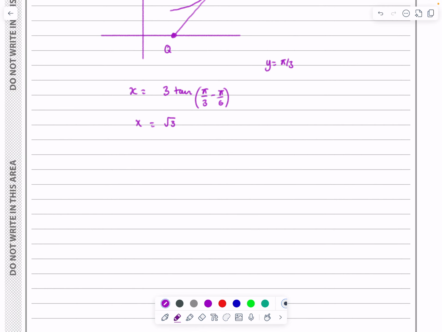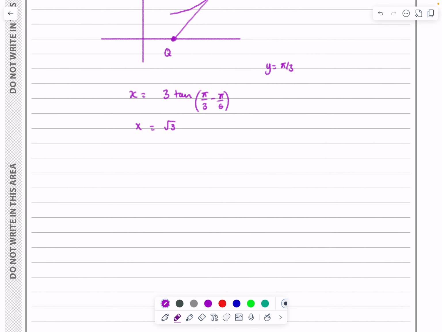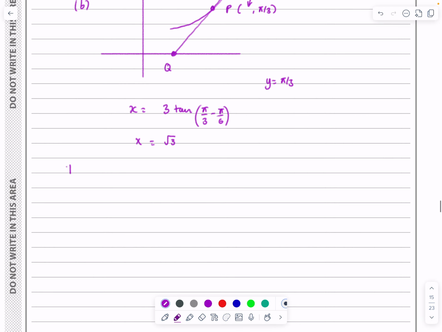So if I'm trying to find the equation of a tangent, I want x1, y1 and m. Well, I've got x1 and y1 now, but I haven't got m. But remember, the gradient is just up there. To find m, we had that dy by dx was 3 over 9 plus x squared. So 3 over 9 plus root 3 squared, which works out to be 3 over 12, which is a quarter.